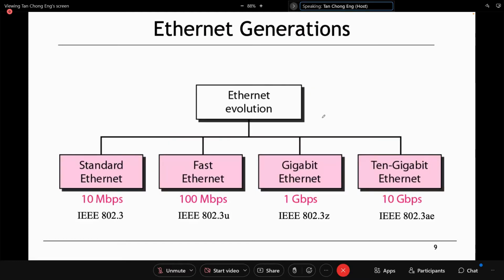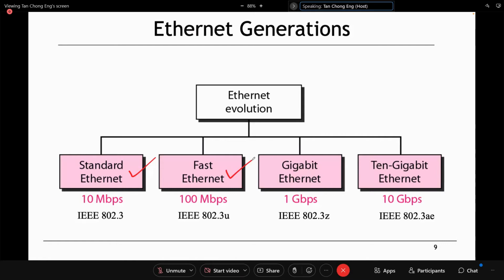All right, if you look at the different generations of Ethernet, we first started with the standard Ethernet, which comes with 10 megabit per second only. This is what we call the standard 802.3 Ethernet, running at 10 megabit per second. It was some time ago. Later they evolved into Fast Ethernet, which runs at 100 megabit per second, and a new standard was created for this as well, called IEEE 802.3u.